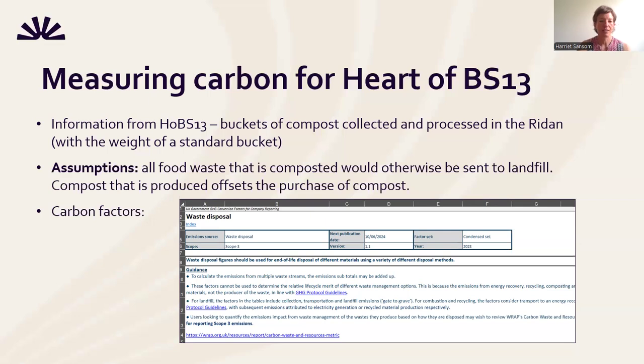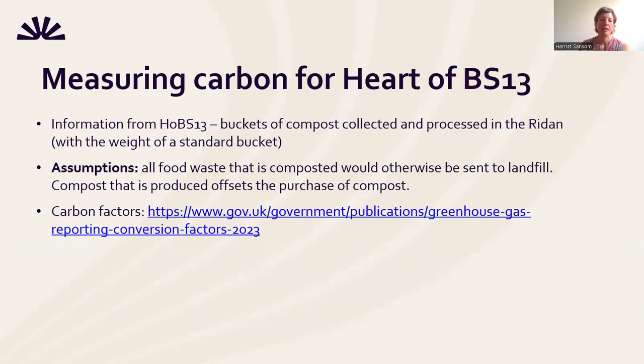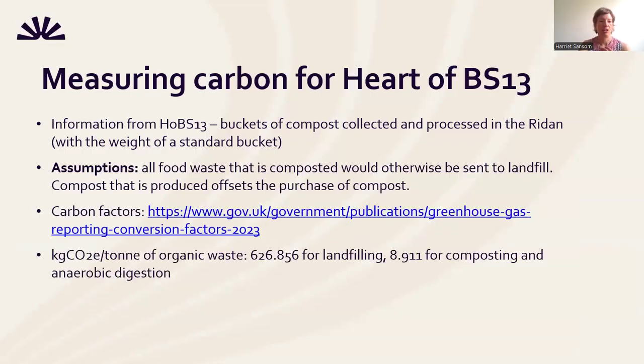So we went on to the waste disposal section of the government's carbon factors, and we found the section around organic waste. And we can see here the different carbon factors of what's the carbon impact of processing food waste, where you combust it, you compost it, you landfill, or you anaerobic digest it. And we can see here that the carbon impact of landfilling food waste is huge, much greater, 626, compared to if you compost it or you process it via an anaerobic digester.